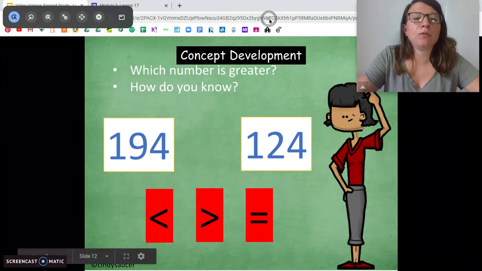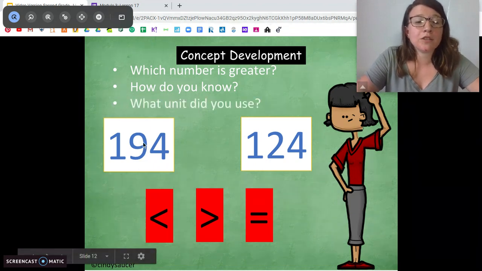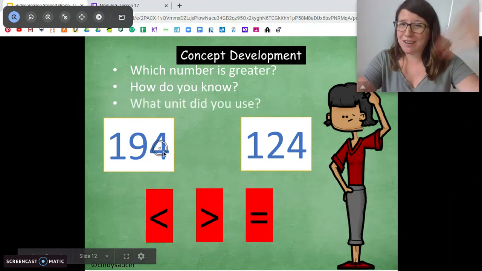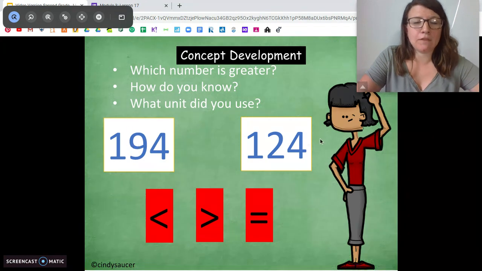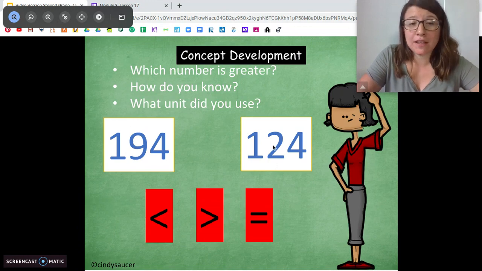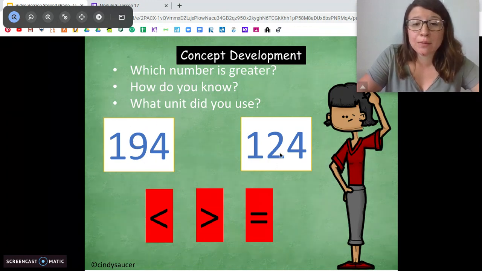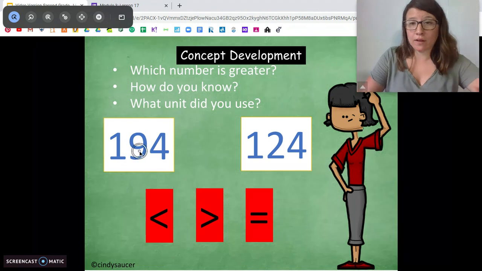Absolutely, very good. We used our tens place. Our hundreds are the same, so we're just going to move on. But how many tens do we have in this number? 9, very good. And how many tens in this number? 2. So we know that 9 tens is greater than 2 tens. So we used our tens place to determine that 194 is greater.